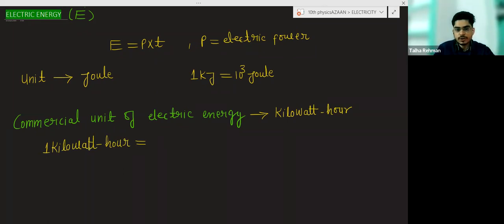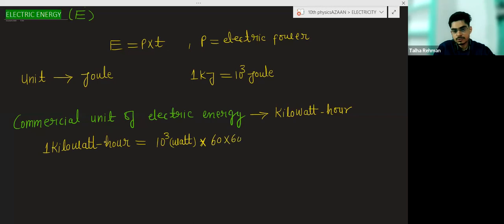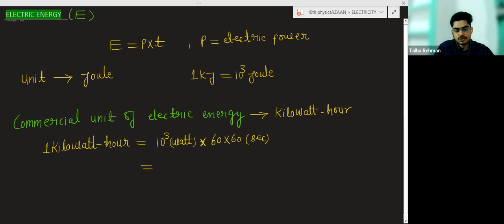In 1 kilowatt there are 10 to the power 3 watt. Now multiplied by, in 1 hour how many seconds are there? 60 into 60, 3600 seconds. Okay, so you have 36 multiplied by 10 to the power 5 watt second.